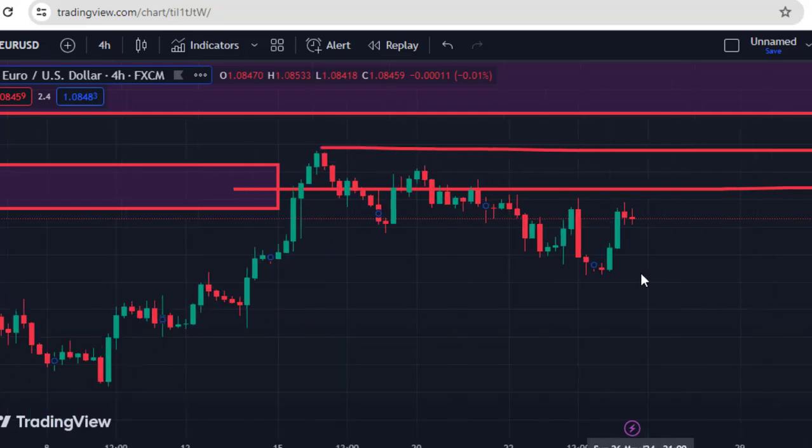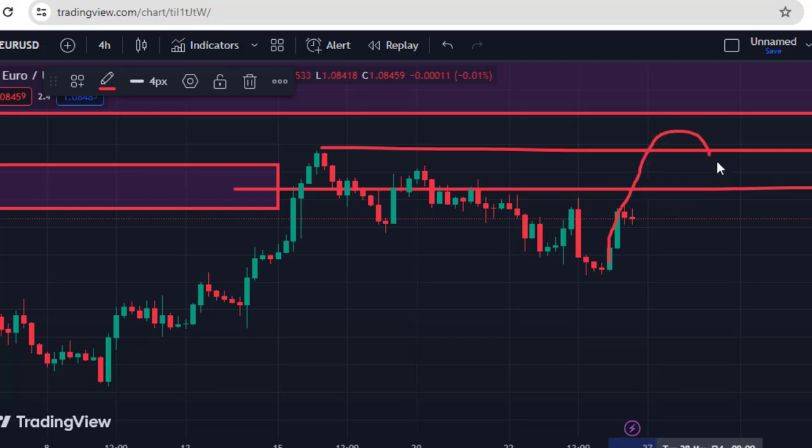On Euro USD, I am expecting the market to come back to the downside, and we also have the possibility of the market moving upward a little bit and then creating a new high and then coming back down after the creation of a new high. So you need to pay attention to Euro USD where it is right now, because it's very, very critical.